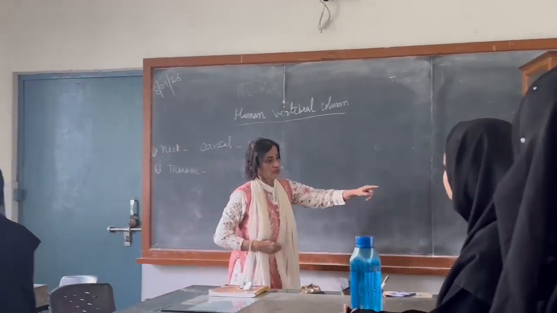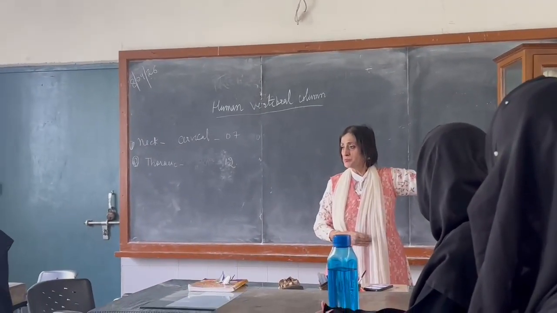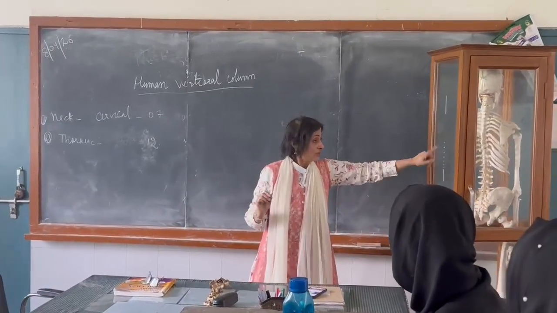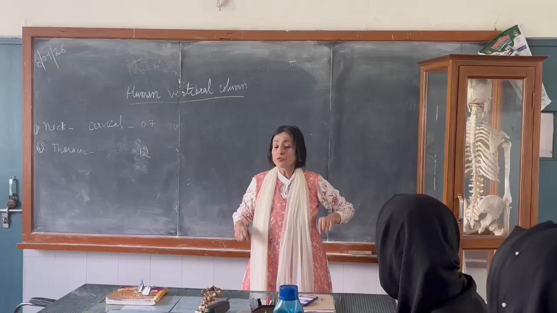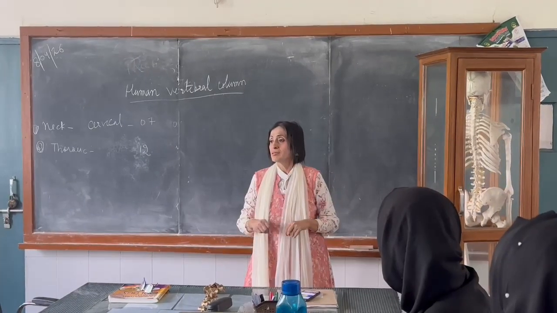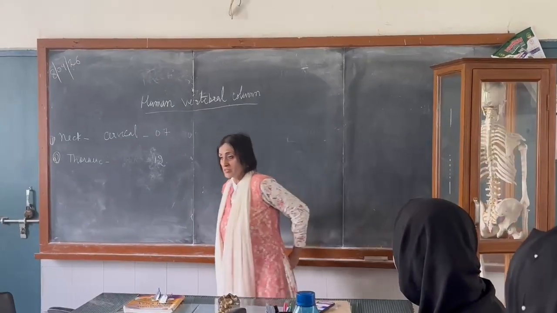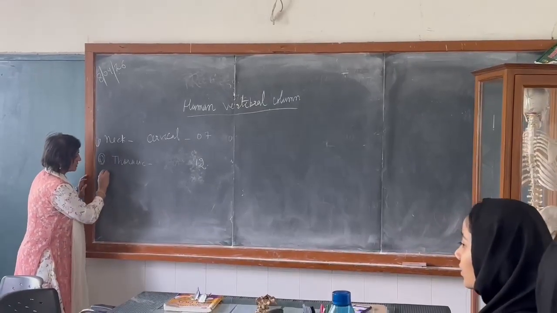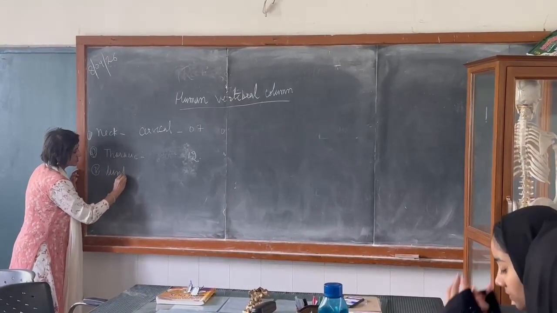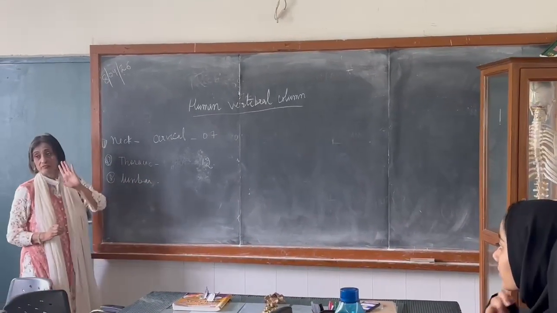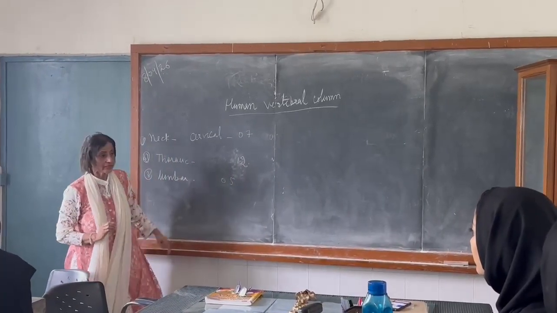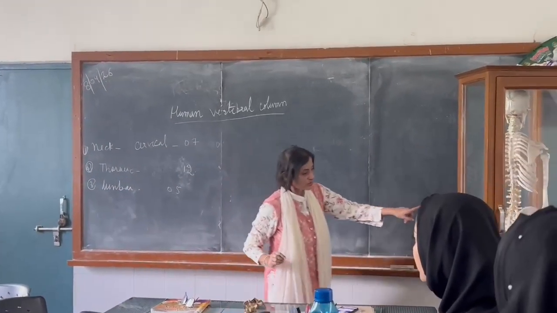Then come to this region, abdomen region, where there are no ribs. This is called lumbar. So third is lumbar. In lumbar we have 5, 0, 5. Then next move to the sacrum.